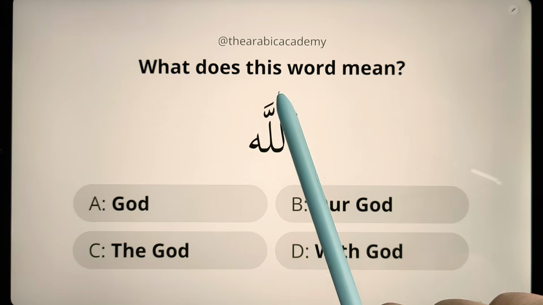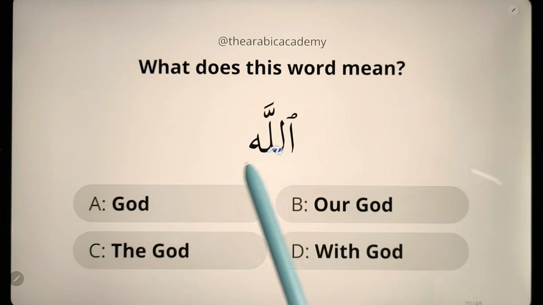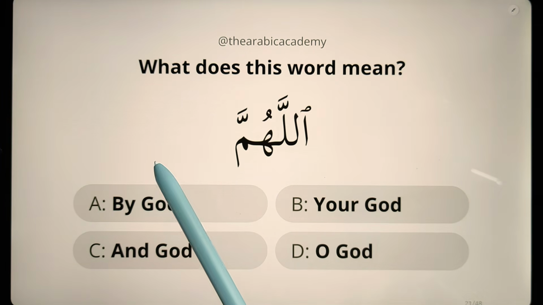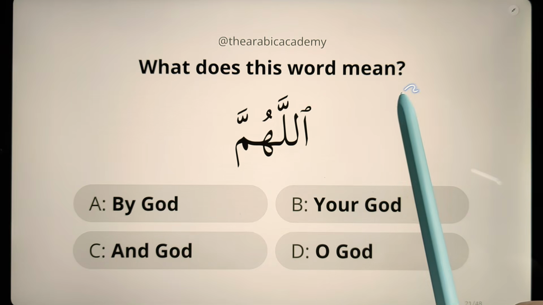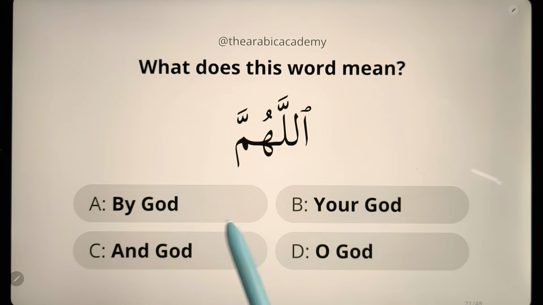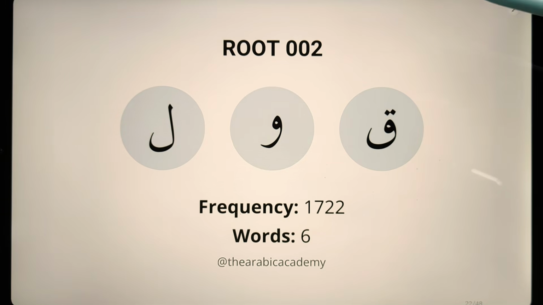This is quite easy. What does the word Allah mean? Is it God, our God, the God, with God? The correct answer is: Allah means the God. Next, what does this word mean? Allahumma. Does it mean by God, your God, and God, O God? The correct answer is Allahumma means O God. That's all for the first root.